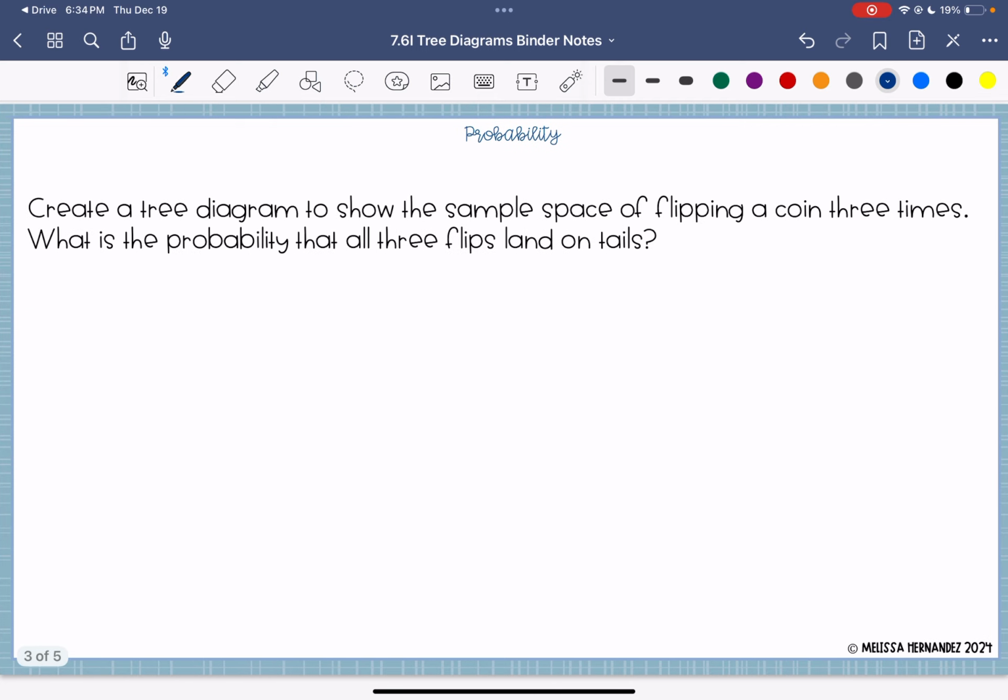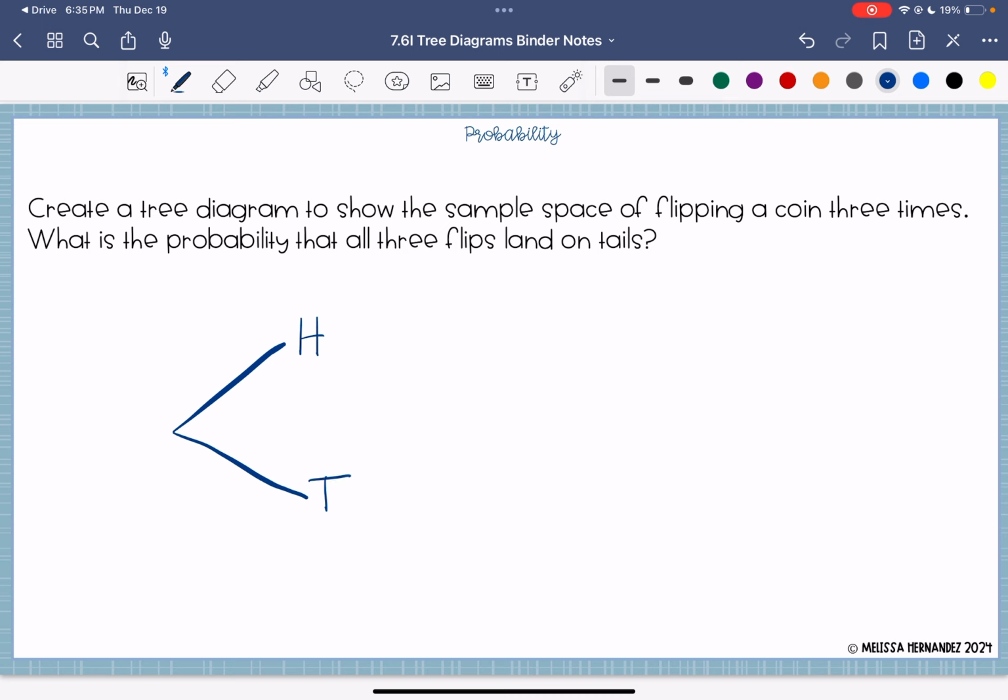So it says create a tree diagram to show the sample space of flipping a coin 3 times. What's the probability that all 3 flips land on tails? Okay, so on your first flip, this first set of branches is what I would call it for a tree diagram. The first flip, you can land on either heads or you can land on tails.